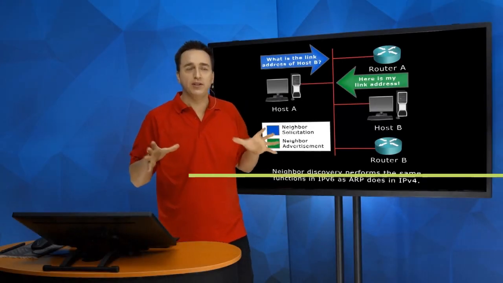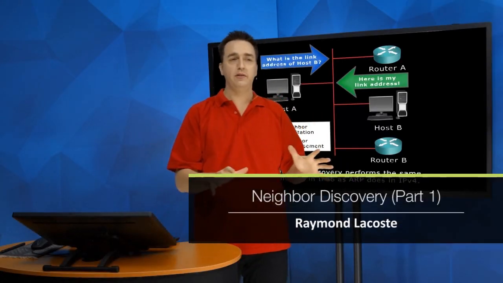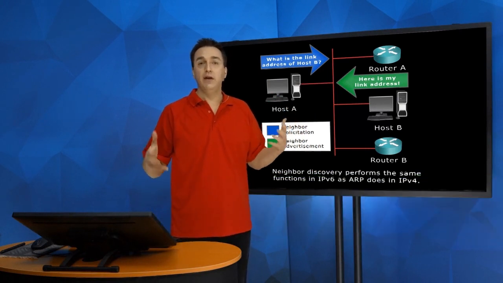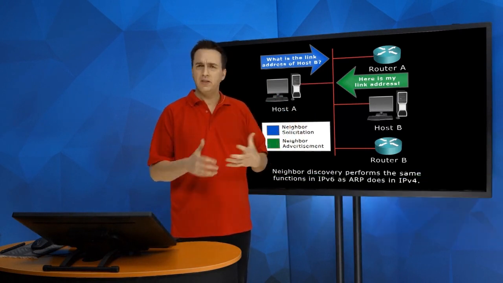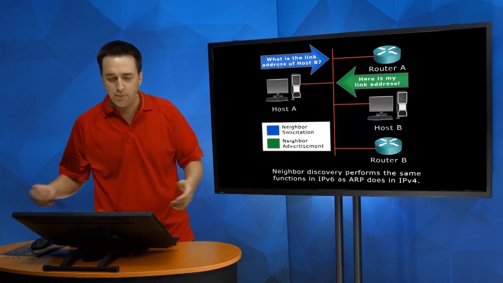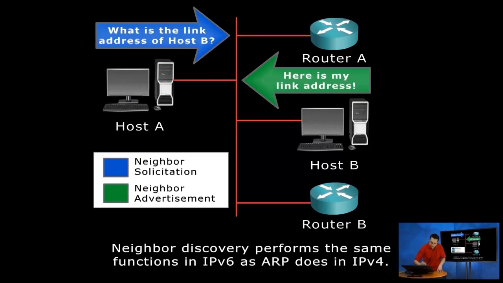What is the neighbor discovery process all about? Well, it's all about figuring out the link address of a device in your local area network. So what is a link address? A MAC address. That's all that is. So in this particular example, we're referring to figuring out the MAC address of host B. That's all. So what is the MAC address of host B? And then we expect host B to respond with its MAC address.